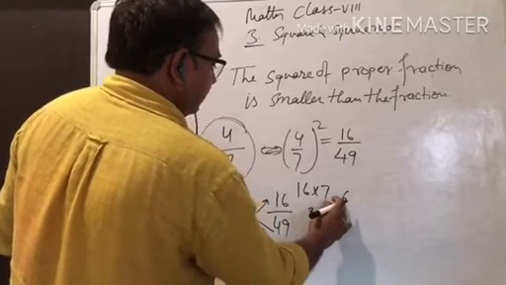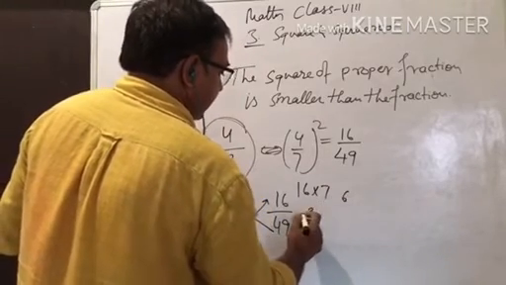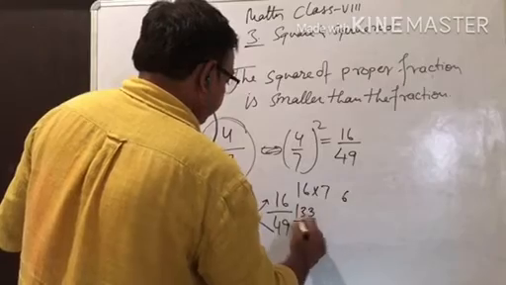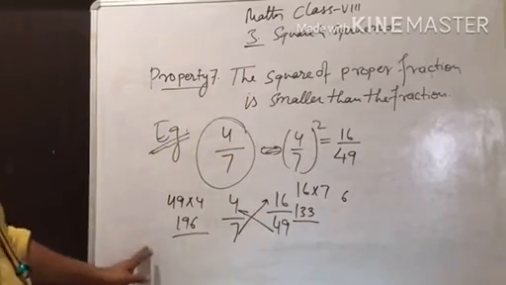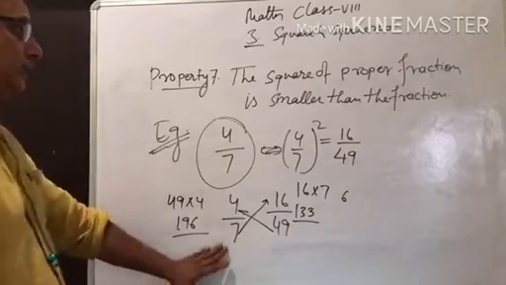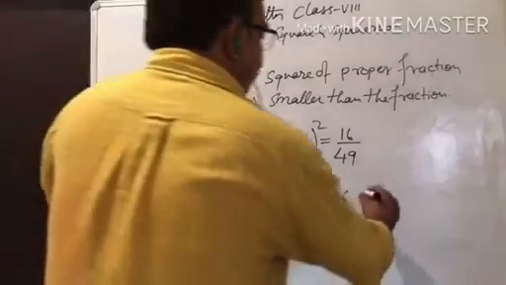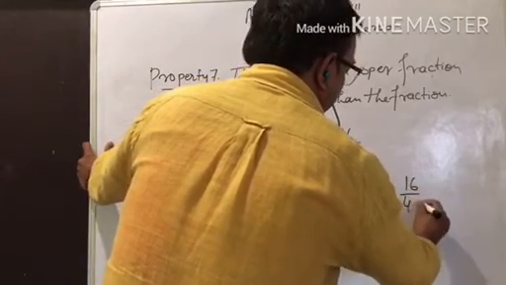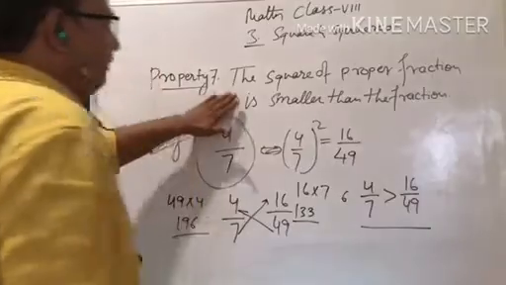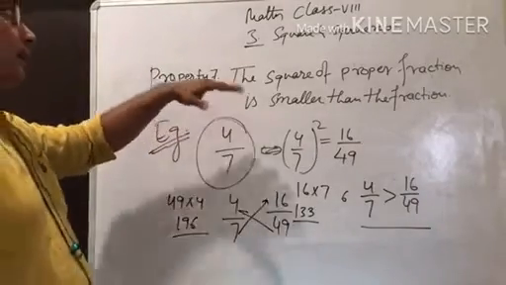63 and 7 and 6 is 13. Now see, which one is greater? In this, 4 upon 7 is greater than 16 upon 49. This is the fact about the square and square root.